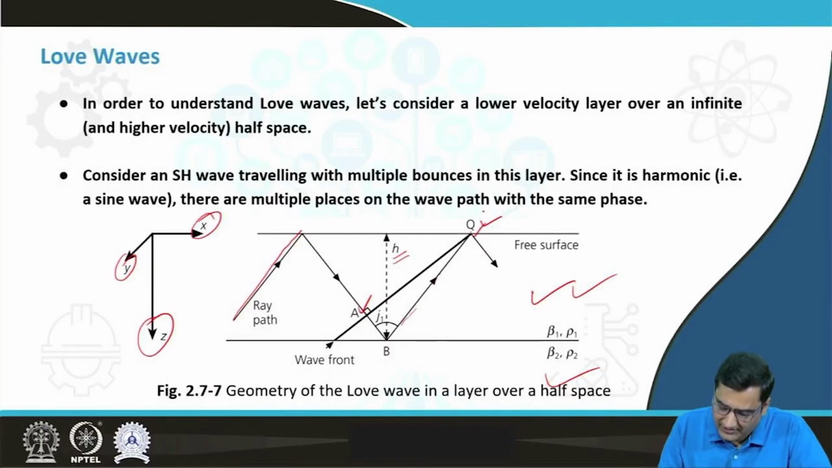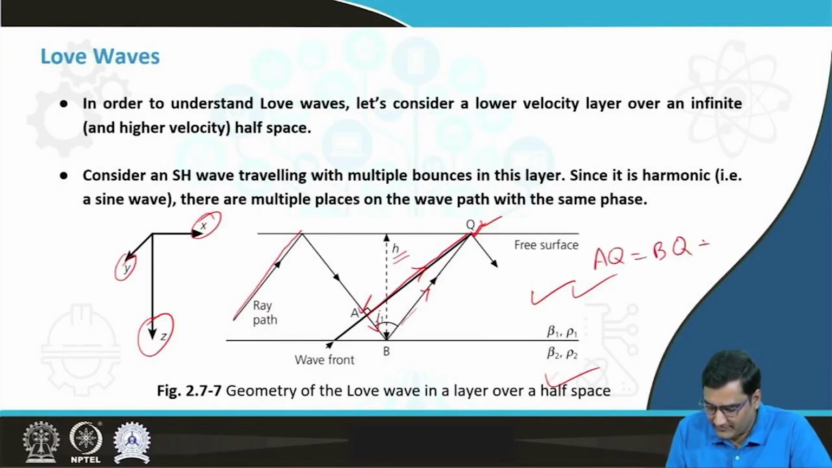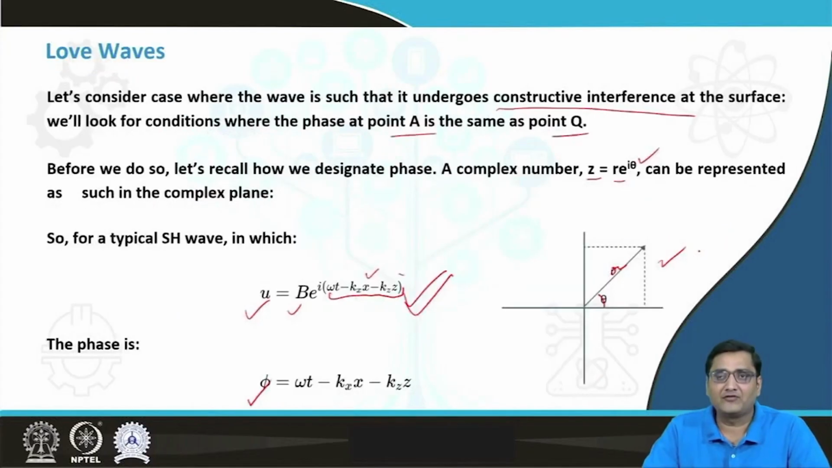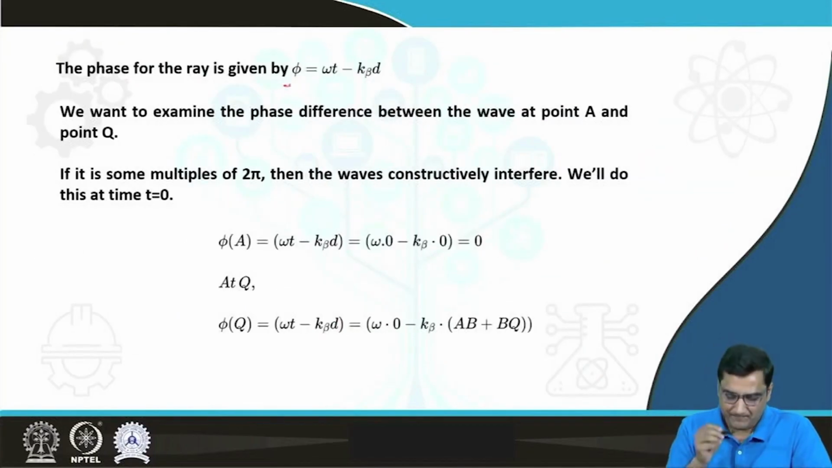Now let's talk about Q. If the ray has traveled a distance AQ here, then AQ in the form of vector addition will be what? It will be AB plus BQ. That means AQ here can be written as BQ plus AB. So that is what we are going to do now. You can see, if the phase difference is some multiple of 2 pi, then the wave interferes constructively. And if we find out the phase at point A, that is phi A, it will be equal to what?